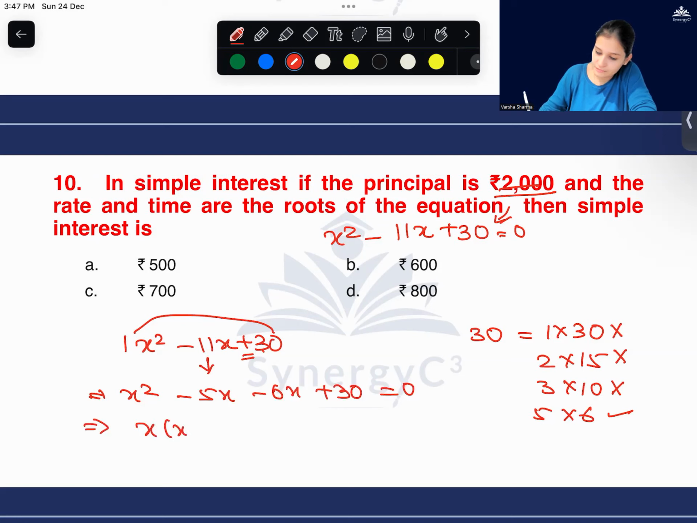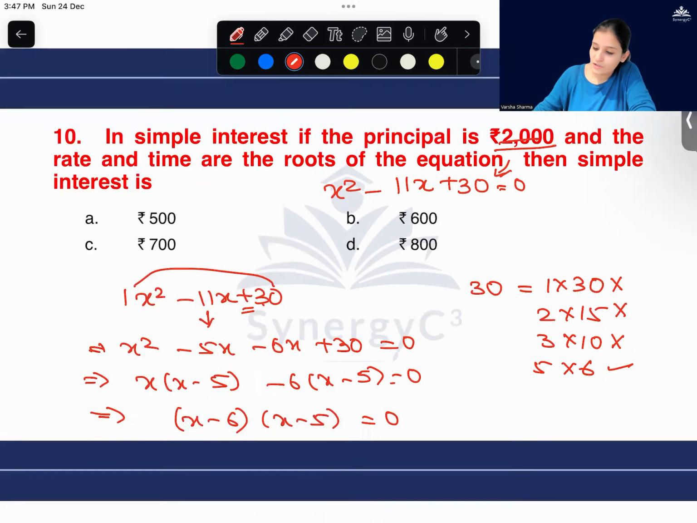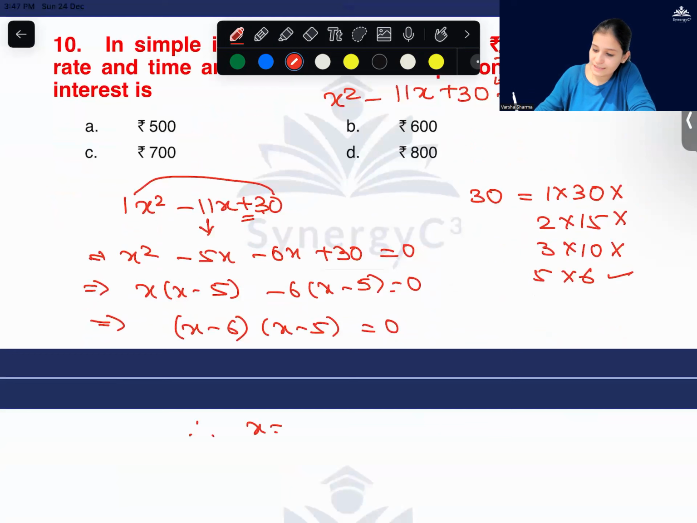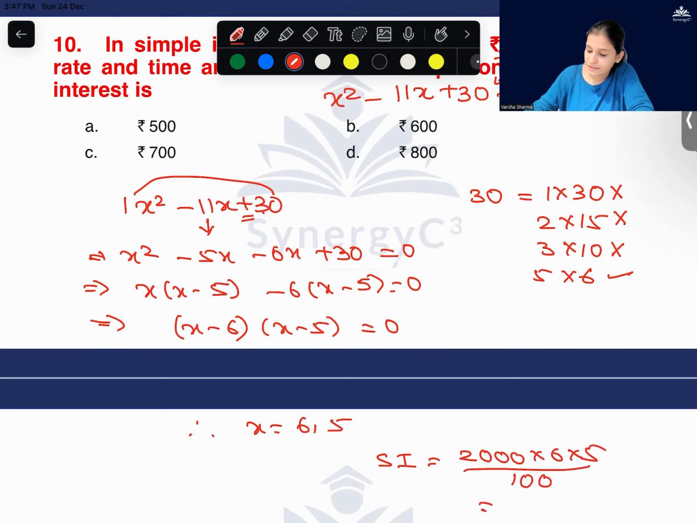Taking x common here. Taking minus 6 common here. X minus 6, x minus 5. So I have two values of x, one 6 and the other 5. One is rate, one is time. Doesn't matter which one is which. So simple interest, 2000 into rate and time divided by 100. That is 600.